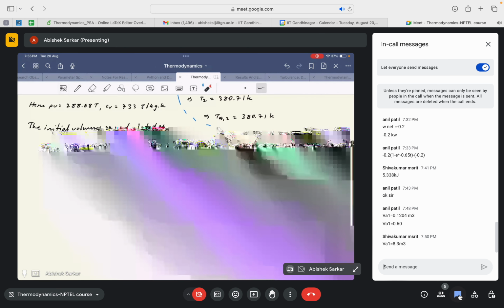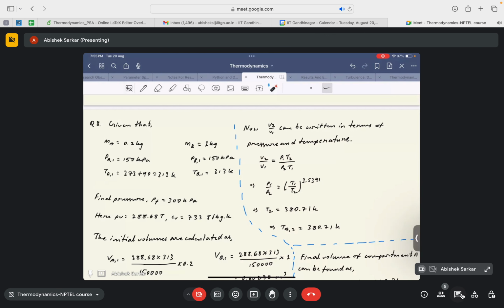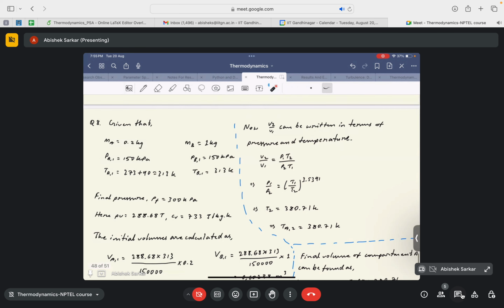So we have the initial state of the system: mass is 0.2 kg for compartment A, P_A1 is 150 kPa, T_A1 is 313 Kelvin. Similarly, mass of compartment B is 1 kg, P_B1 is equal to P_A1 is 150 kPa, and T_B1 is equal to T_A1 is equal to 313 Kelvin. It's already given in the question. The final pressure of the system is 300 kPa, where pressure and volume have a relation of PV is equal to 288.68 T. And c_v is 733 joule per kg Kelvin.